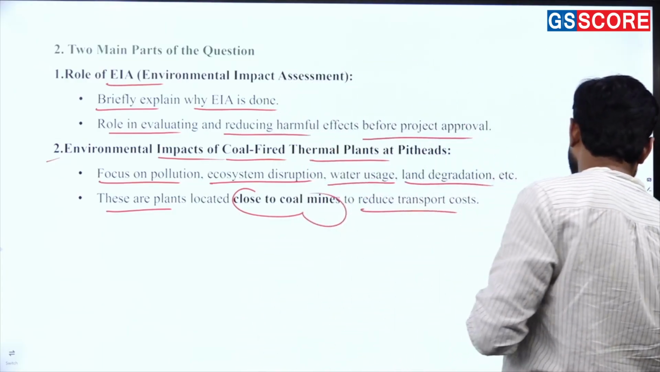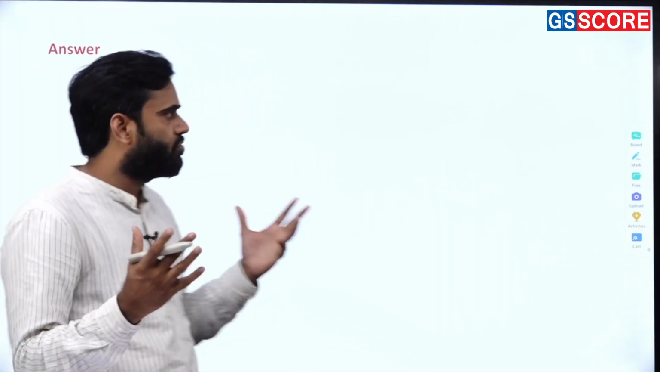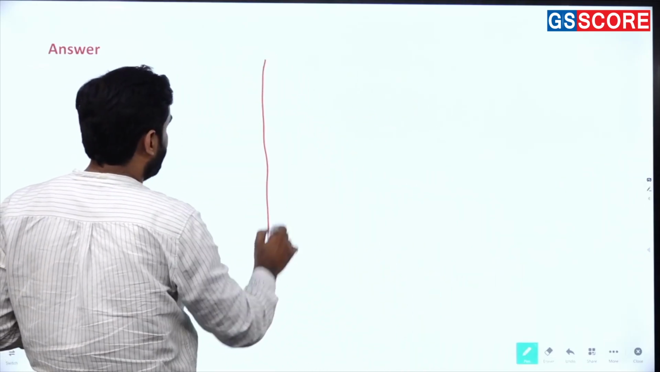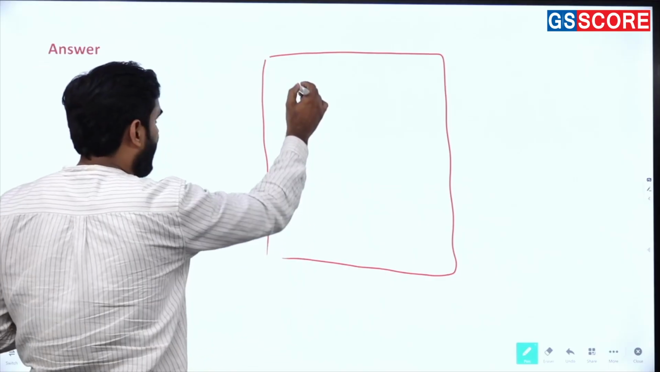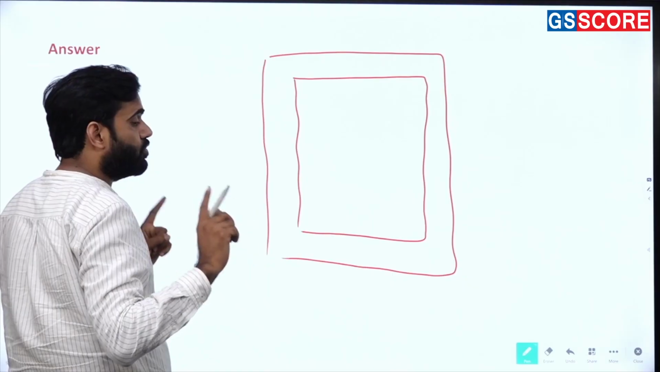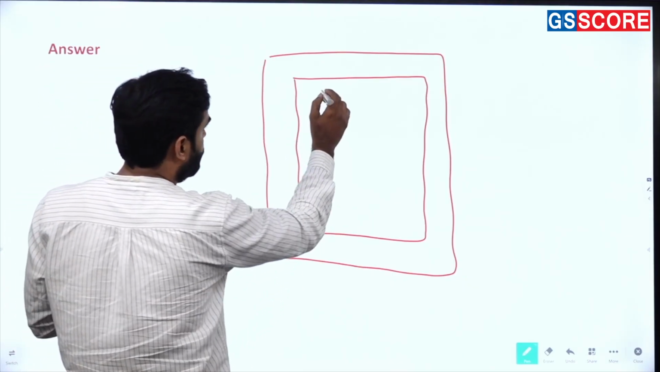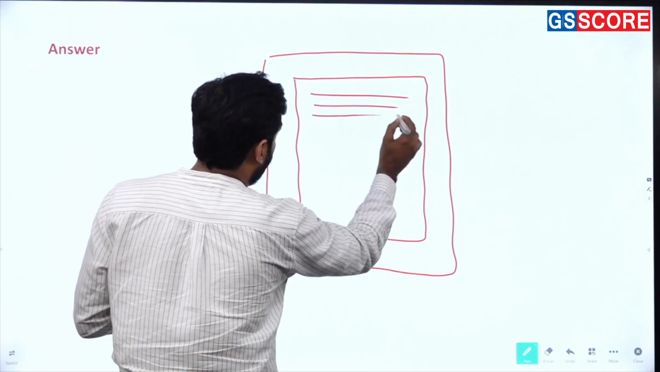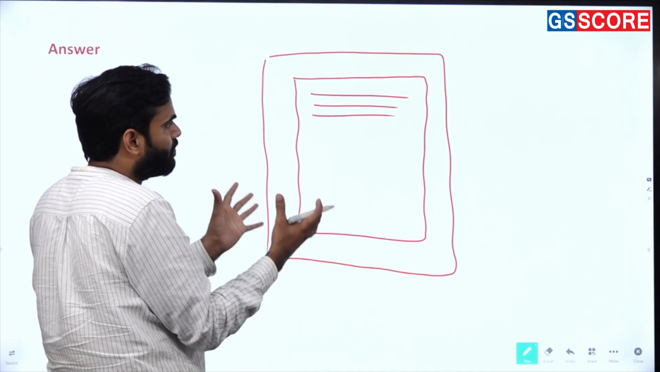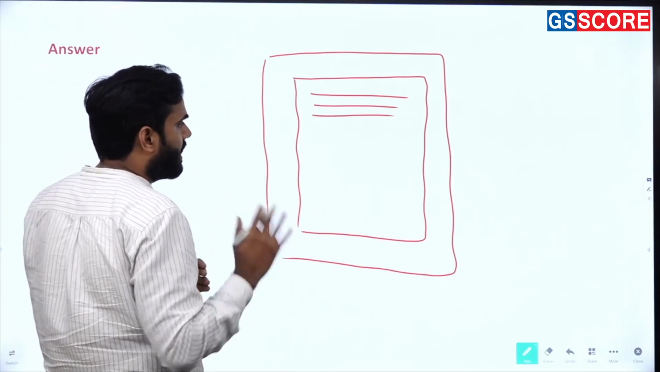Getting my points? Now let's move toward the answer writing. Today I will show you the model answer. But before starting the answer discussion, I will tell you some important things regarding answer writing. First of all, this is our answer sheet, and we have to use the space carefully. Number one point is that we have to use the space carefully. We have to write our answer in a well-organized manner, which means we have to use the whole space through well-structured paragraphs. Getting my points?